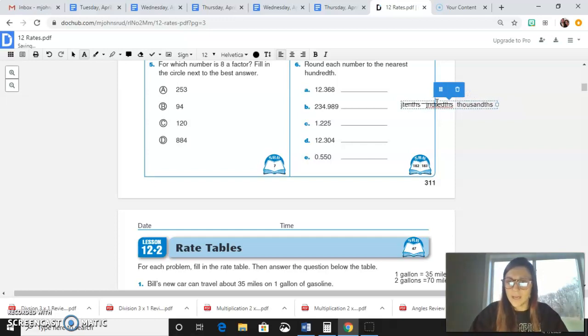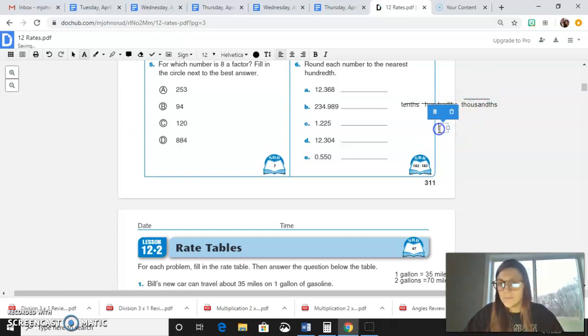So if you have tenths, hundredths, and then thousandths over here, I'm just going to make a new line. After your decimal, your decimals were right here. Kind of hard to see.